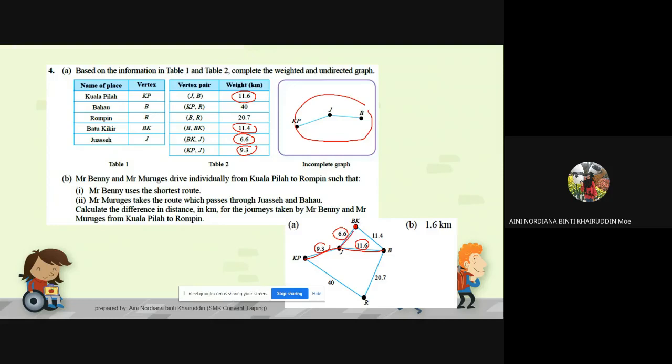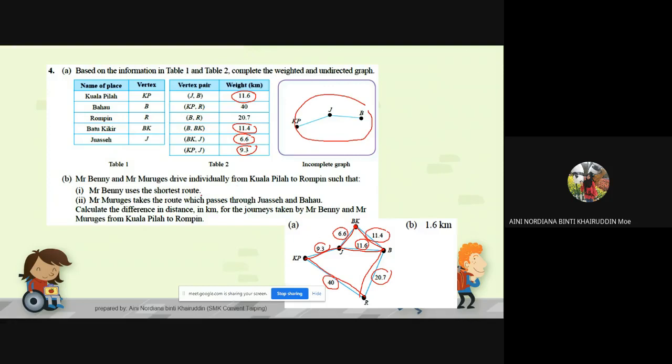So Juasseh to Batu Kikir to Bahau, and then Bahau to Rompin, and Kuala Pilah to Rompin. So write all the distance at the edges. Okay, this is for A.